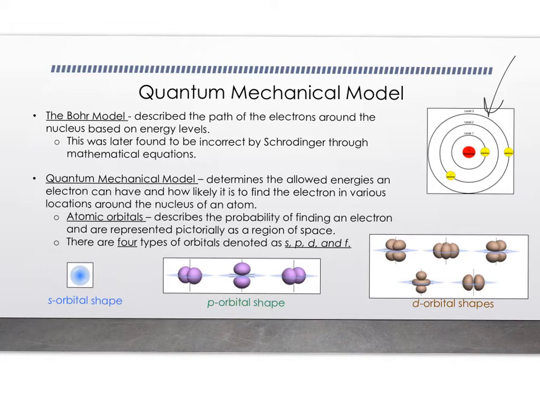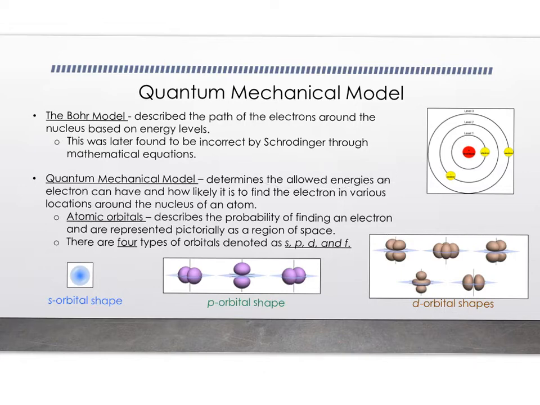Well, now we need to know that, because Schrödinger came in later and used this quantum mechanical model that determined the allowed energies an electron can have and how likely it is to find the electron in various locations around the nucleus of the atom. So even though electrons are traveling on different energy levels, they are in more specific orbitals that we need to discuss and analyze, because they don't just travel on the same level. They actually have different types of orbitals that we need to investigate.